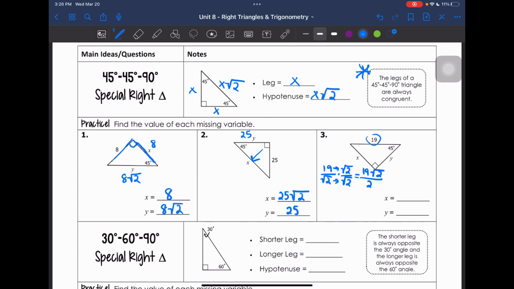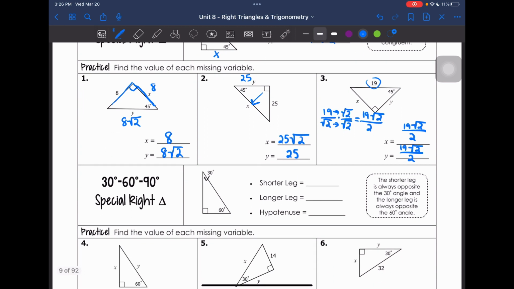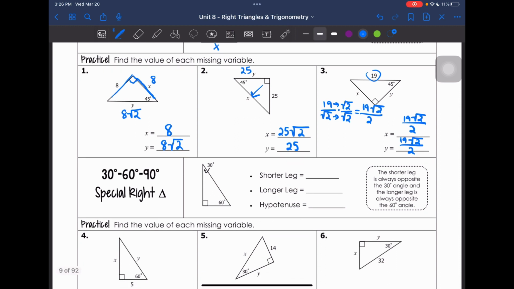So now this can be our answer. 19 root 2 over 2 is our x, and then our y is the same thing, 19 root 2 over 2. So that's 45, 45, 90 triangles. Let's talk about 30, 60, 90 triangles.